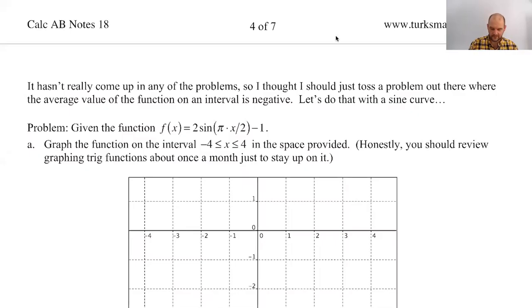All right, we're back. We're on page 5, notes 18. We're talking about average value of a function: average value, integral over interval. If you can remember that, you can solve any of these problems. I believe in you. Just got to know the fundamental theorem.